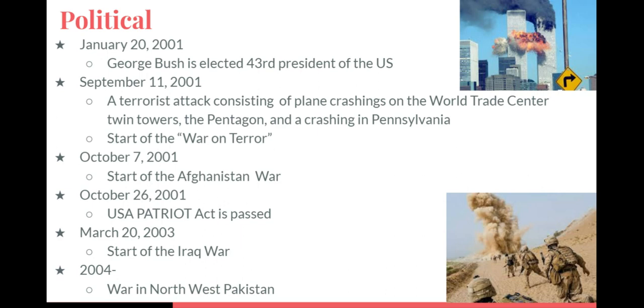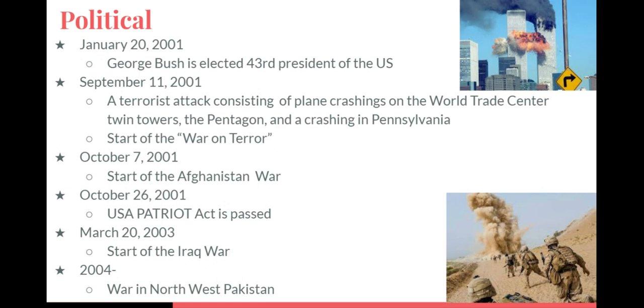In response to this event, Bush launched the War on Terror, an American-led global campaign against terrorism. He formed the Department of Homeland Security and sent U.S. forces into Afghanistan to break up the Taliban. This kick-started the Afghanistan War in 2001 until NATO ended combat operations in 2014. And on October 26, 2001, the USA Patriot Act was passed to deter and punish terrorist acts in the U.S.